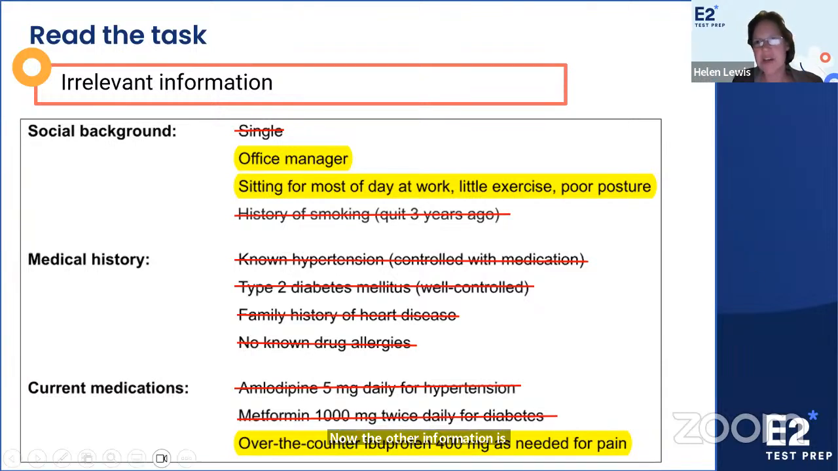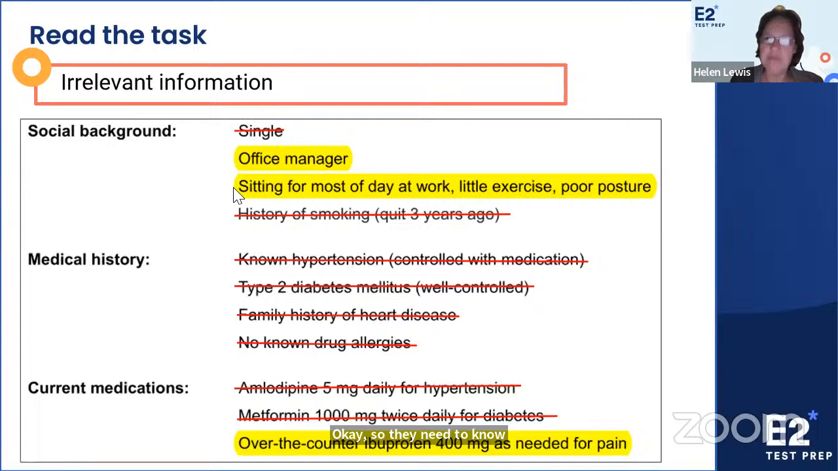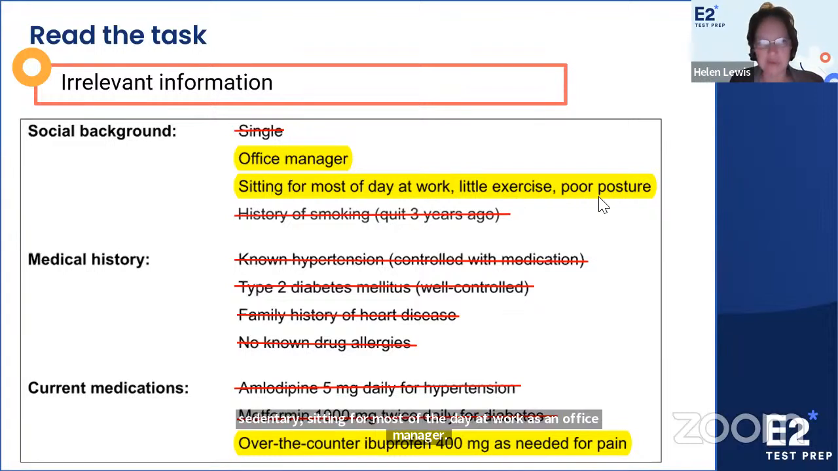Remember that we said earlier, relevant means important for the reader. And the reader does not need to know these other pieces of information as a physiotherapist. Okay, so they need to know something about the patient's lifestyle, because this explains how the patient is sedentary, sitting for most of the day at work as an office manager. They take little exercise, they have poor posture.